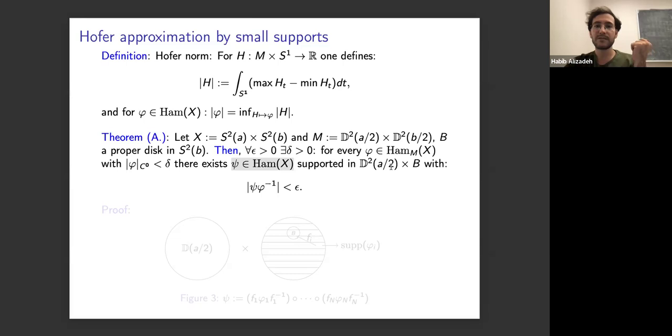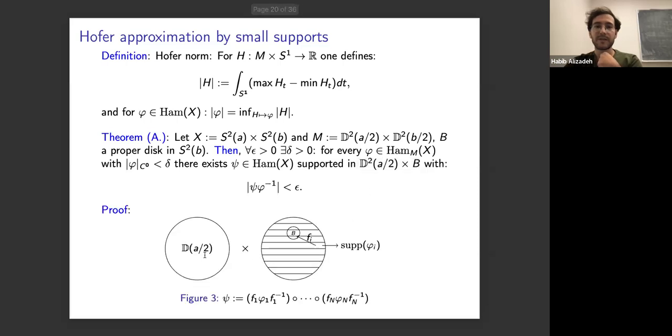And this psi being supported in such a domain is going to be crucial and important in the proof of C0 continuity. And the proof of this is quite simple. What you do is you take your phi and you fragment it into phi i's, and these phi i's, as we saw on the previous slide, were supported in these thin strips with a small displacement energy.